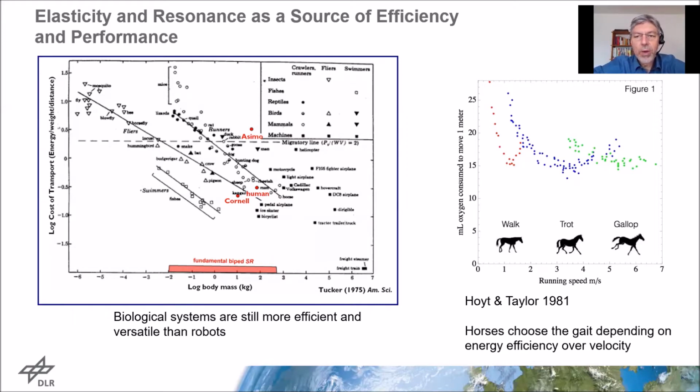Why is that? Well, there are plenty of experiments in biomechanics which show that animals, of course, display different gaits, but they adjust or choose their gait according to the locomotion velocity in such a way that they maximize their energy efficiency, so they minimize the cost of transport.